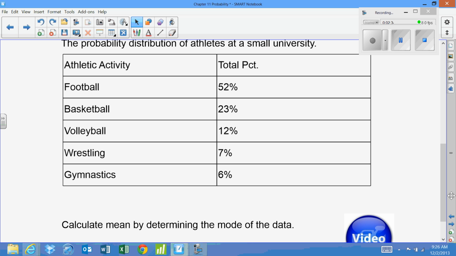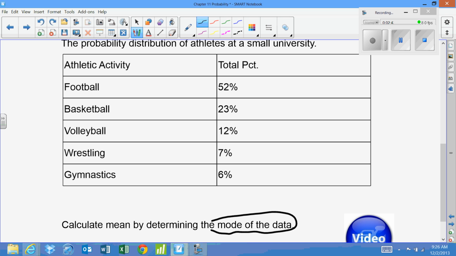Obviously, we cannot calculate our mean that same way, but we can figure out our mean using the mode of our data down here. And just remember, the mode is the piece of data that happens most often. So whichever one occurs the most often is what you would use for your mean in a probability distribution that does not have numerical outcomes. So in this situation, over half of our athletes are in football. So our mean is going to be football.